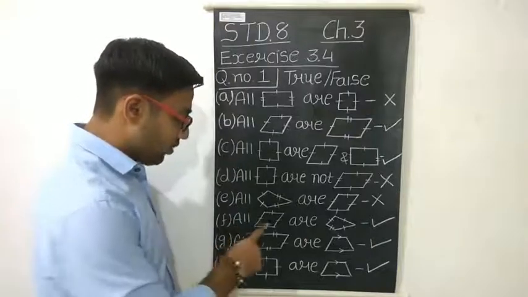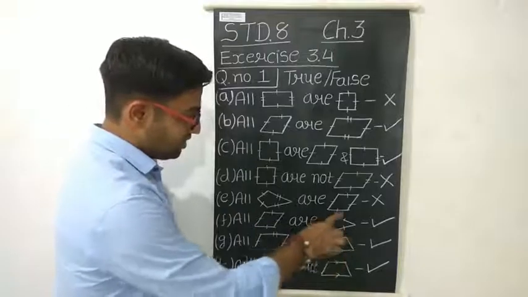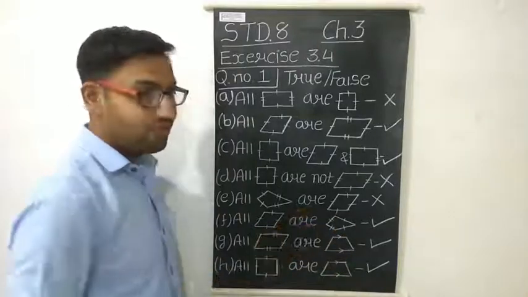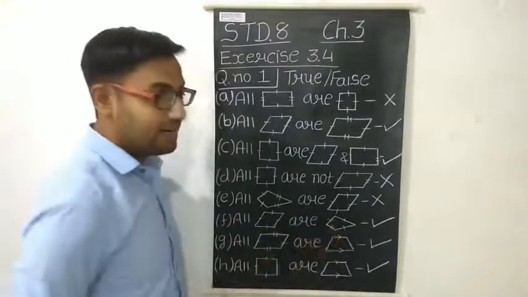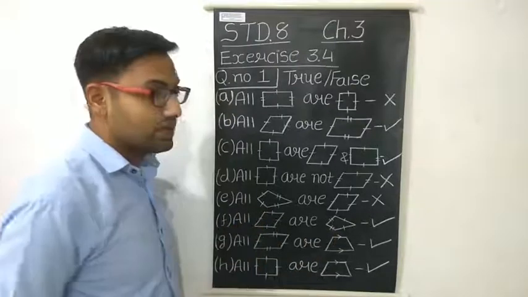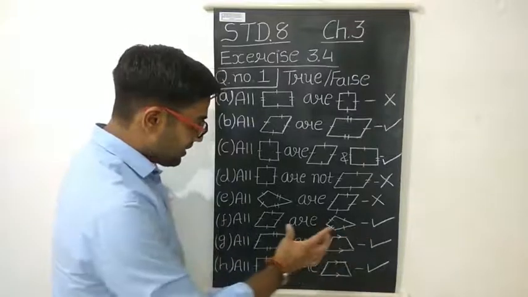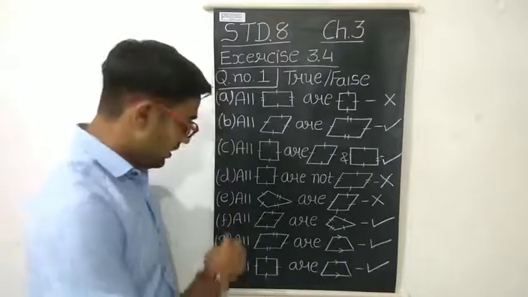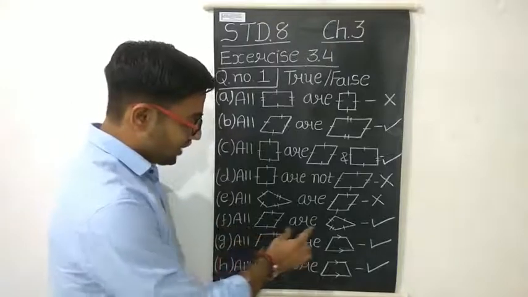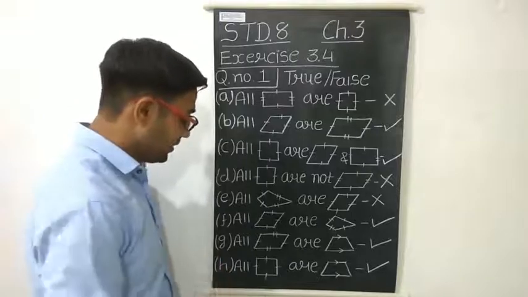F. All rhombus are kites. Right? So according to this, now what is the requirement to have a kite? That adjacent sides must be equal. So here we can see that these two sides are equal and these two sides are also equal. So yes, all the properties of the kite are satisfied by the rhombus, right? So that is why all rhombus are kites. This statement is true.